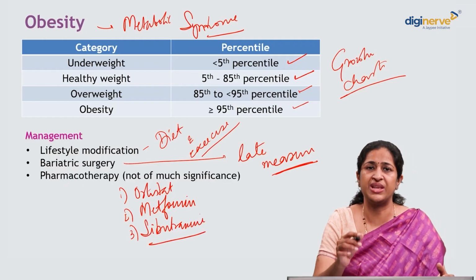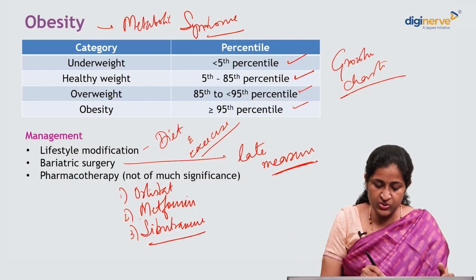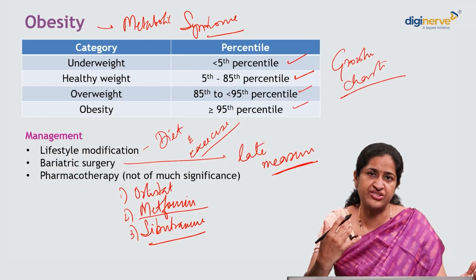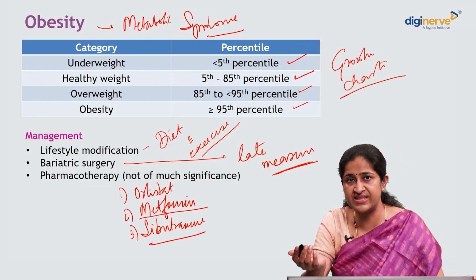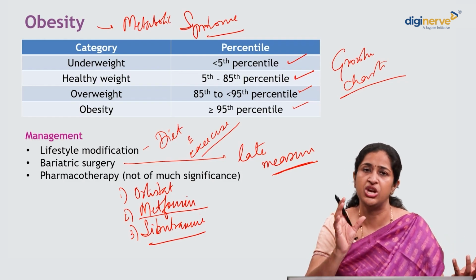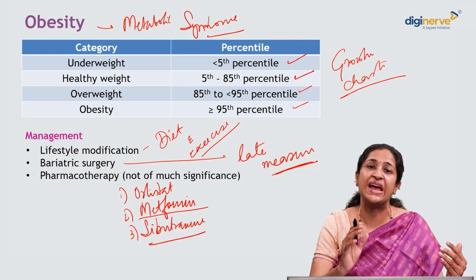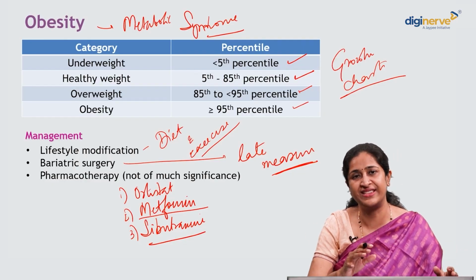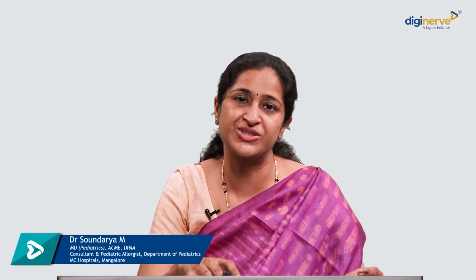But remember, pharmacotherapy is only last choice. We use metformin when the child is trying his best. Obesity is very significant and you want to bring down the weight around to a healthy weight as fast as possible. Short course metformin is used and this is stopped once the child reaches the healthy weight parameters. So with this, we'll be concluding this session on endocrine disorders of childhood. Thank you.